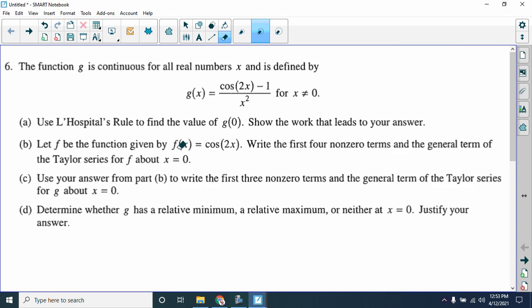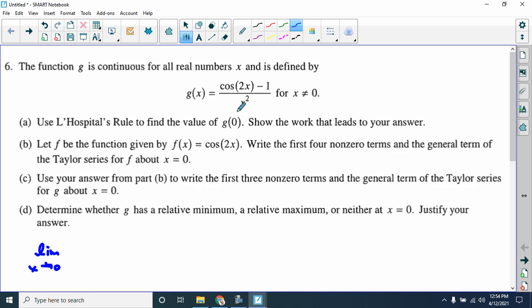Last problem on the BC Unit 7 study guide gives us g of x as this function here. First thing it wants us to do is evaluate g of 0. If I plug in 0, I do get 0 over 0, an indeterminate form. So it tells us to use L'Hopital's rule.